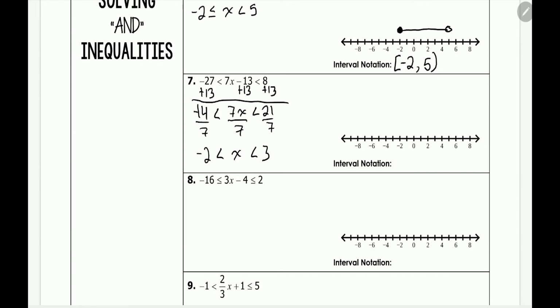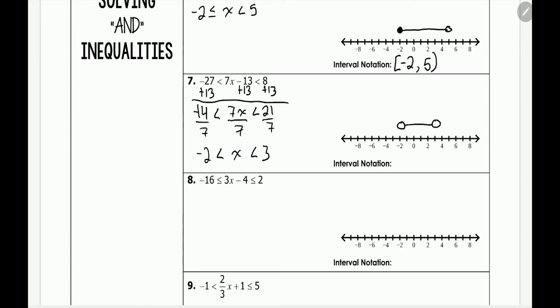So starting with this, we go to -2. We have an open circle since we have a less than symbol. Then we go to 3. It's also an open circle, and we connect the two.